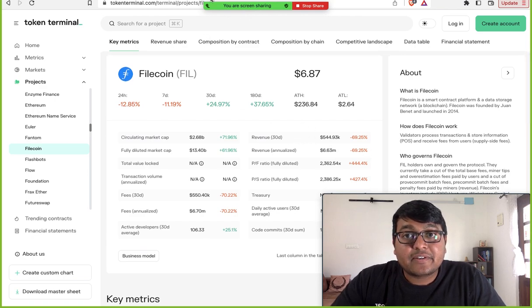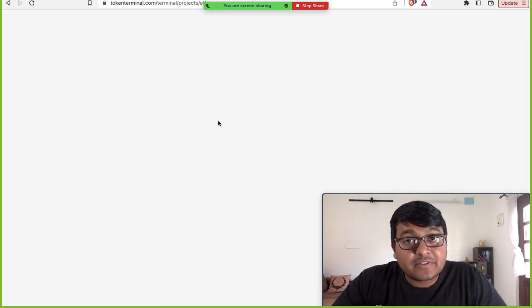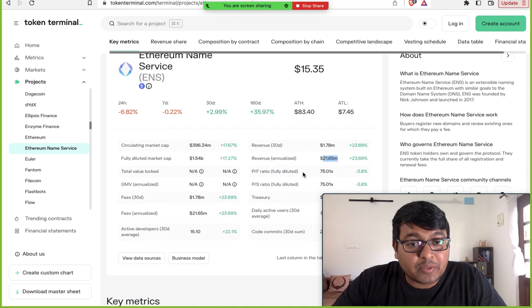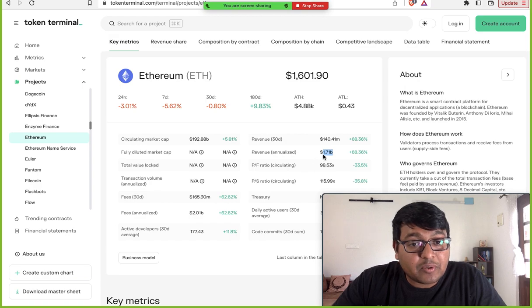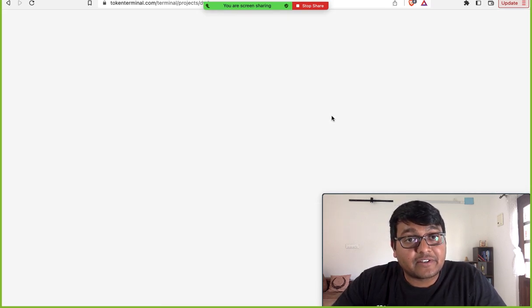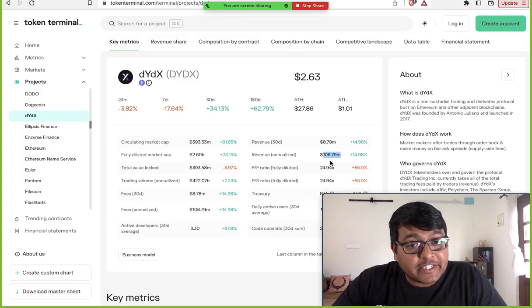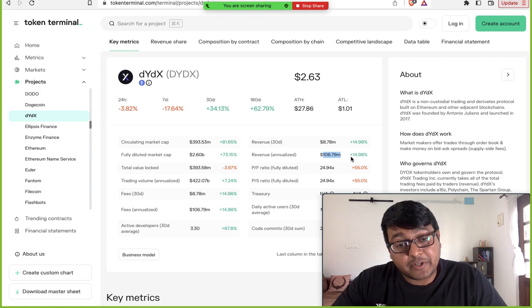Now we'll take Ethereum Name Service. Right, Ethereum Name Service is doing about 21.65 million. Right, now Ethereum itself is doing about 1.71 billion in revenue. Right, that's crazy. That's insanely high. And then there's dYdX, which is doing roughly about 106 million, which is again pretty good.